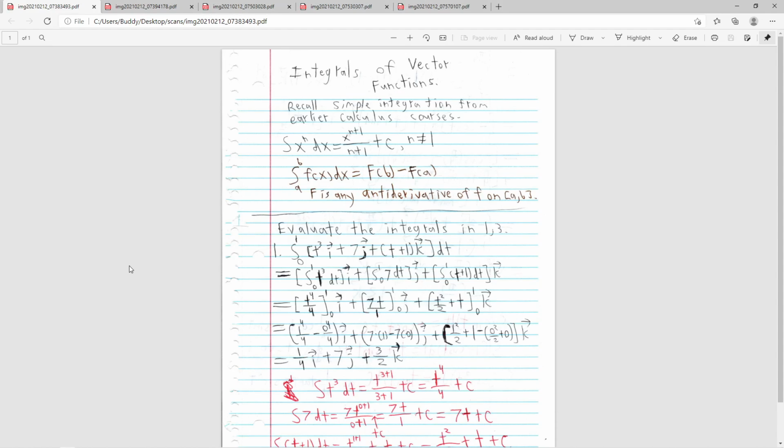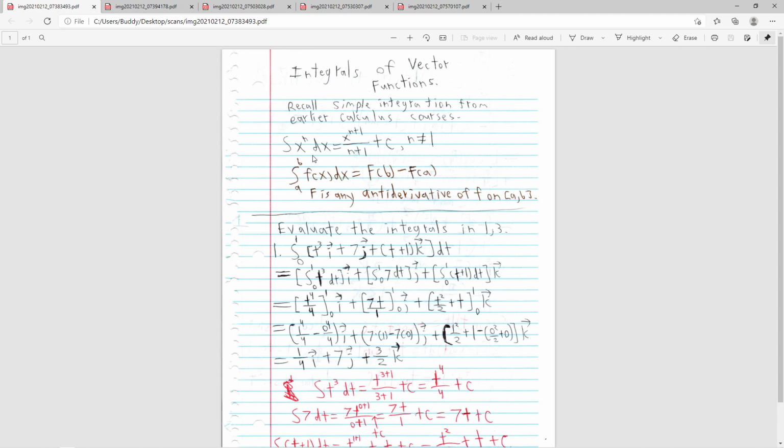So let's look at integrals of vector functions. Recall, we're going to go over a tiny bit of integration again, just to make sure you do not forget it. Old integration methods do come up at times in this course, so they get discussed again real quickly. These are very important to know, especially this form, the general form.